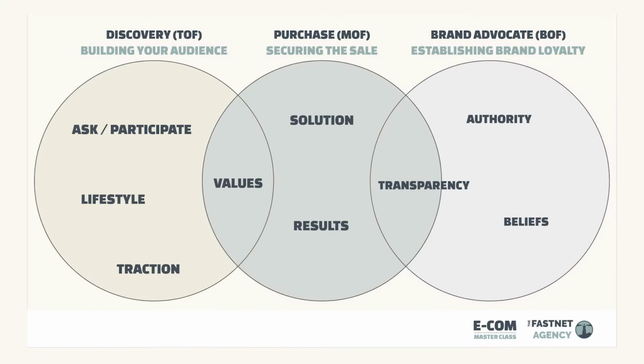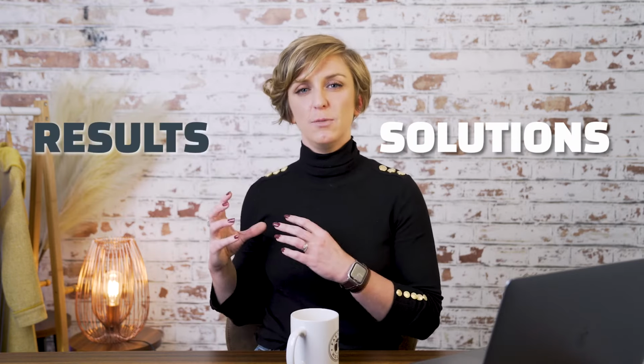So we move on to our middle circle. Just to remind ourselves, our middle circle included a little bit of values, albeit overlapped with the top of funnel. A little bit of the transparency overlapped with the bottom of our funnel, and firmly in the middle, we've got solutions and results. So we know that these are related to our products, the solutions in our products and the results of our products. But actually, how do we know what a good solution is? And how do we know what a good result is? Unless we have a knowledge of what the competition is doing.